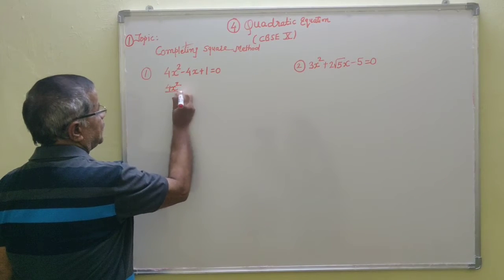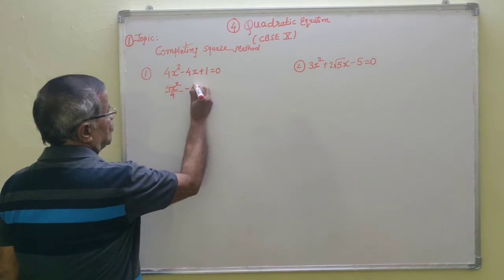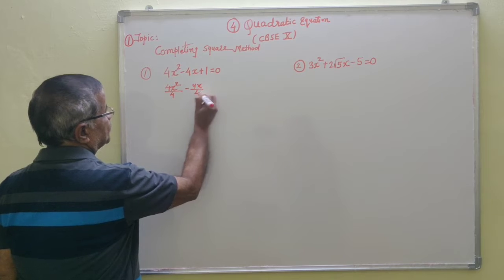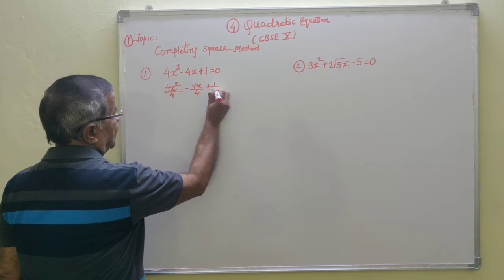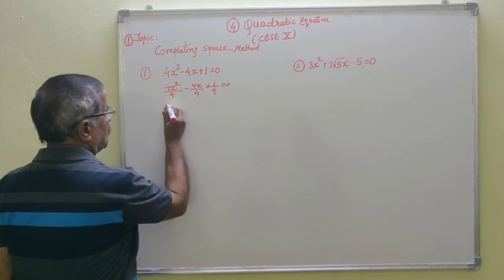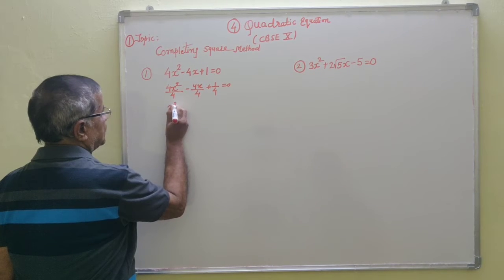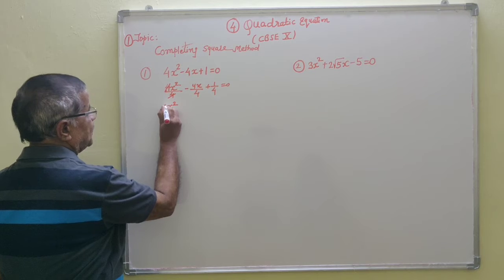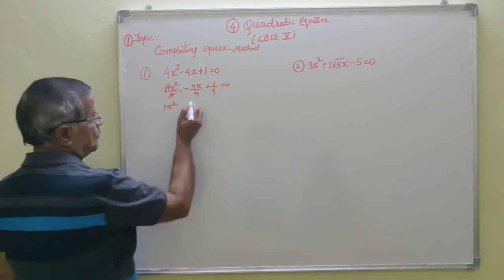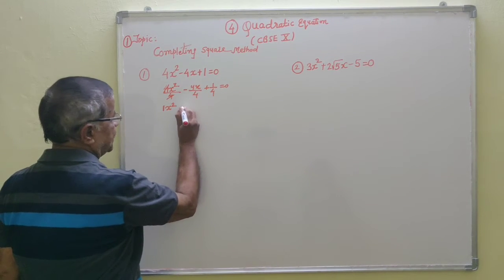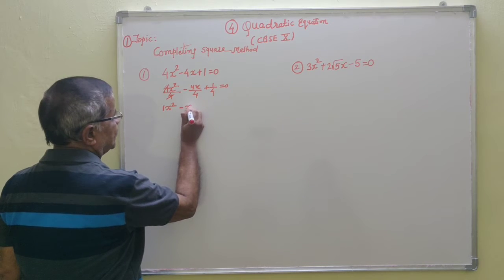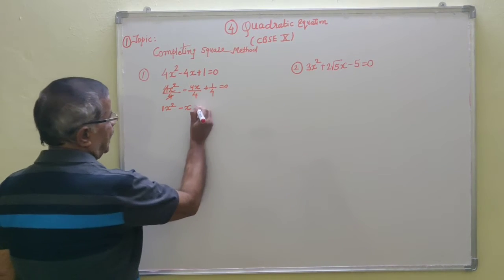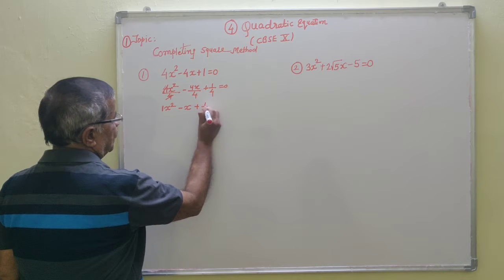This divided by 4, minus 4x upon 4, plus 1 by 4. What I will get is, this 4 gets cancelled. The coefficient of x square is 1. This is very important. Now in this case 4 gets cancelled, means what will come here? x will come here and the 1 by 4 will come here.